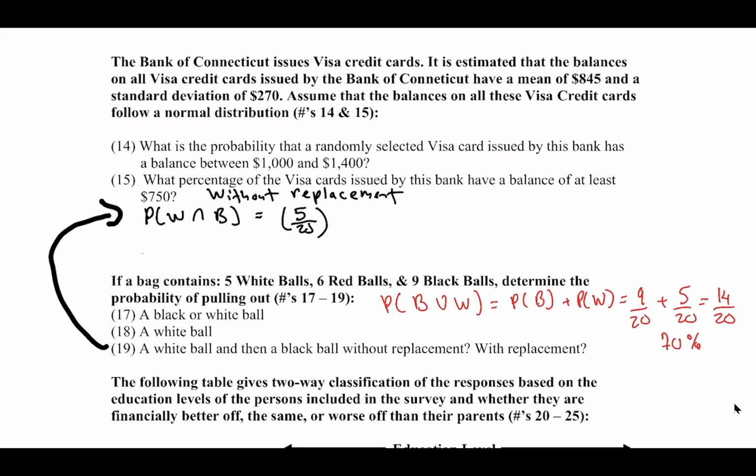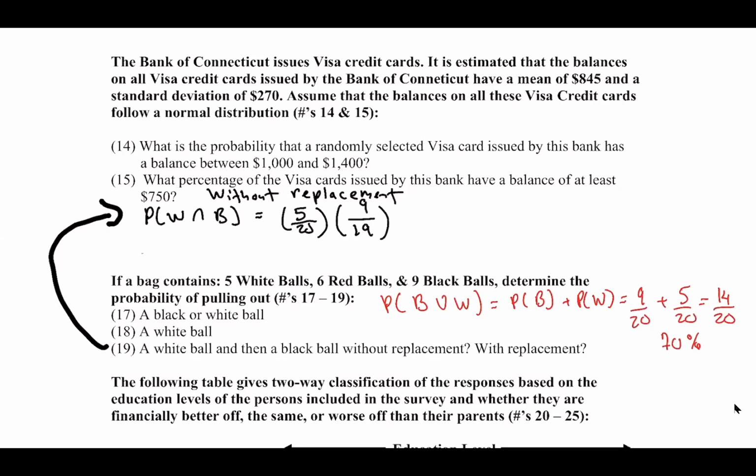If we're doing this without replacement, that means once I select that white ball, I have one less ball to choose from. So now, instead of being out of 20, it'll be out of 19. The probability the first one is white is 5 out of 20. Now we want to find the probability that the second ball I select is black. Assuming the first ball I selected was white, the probability that the second ball is black will be 9 out of 19. All right, any question?